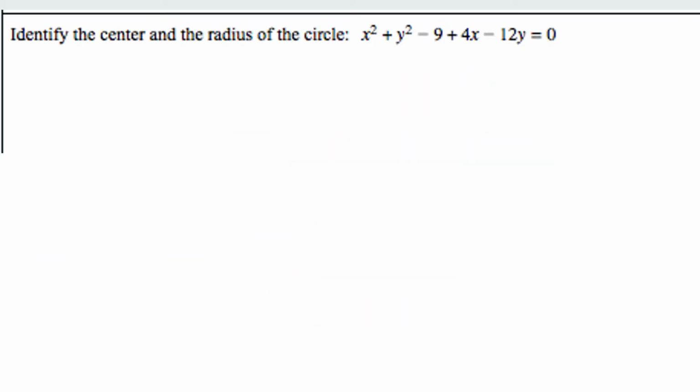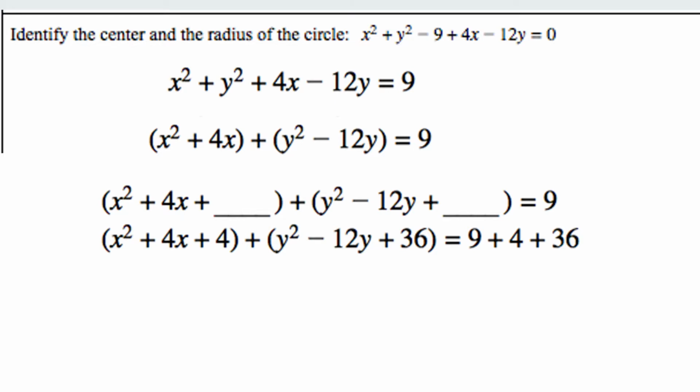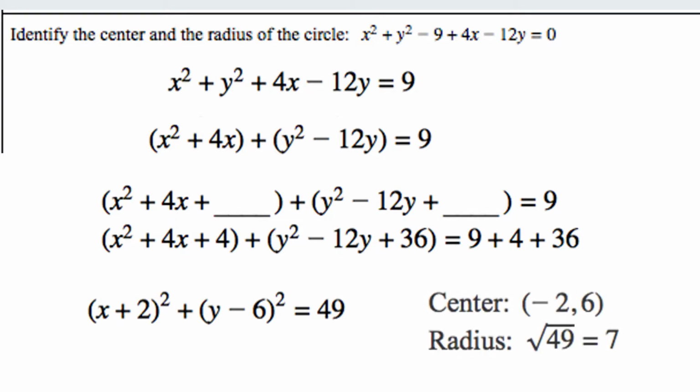Let's do it again. First, I'm going to move that constant over. Then I'm going to group my terms. I'm going to find my missing c values. And then I'm going to factor to identify my center and my radius.